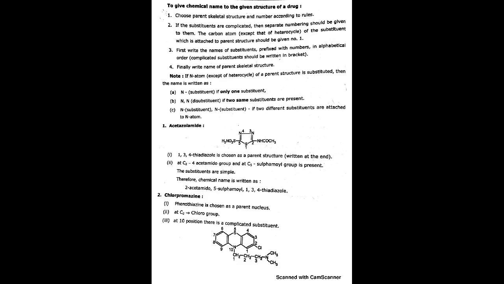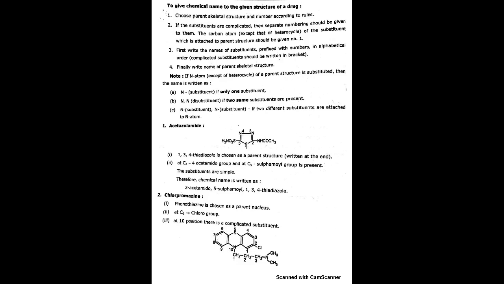In this, phenothiazine is chosen as the parent nucleus. The numbering starts from the extreme right: first, second, third, fourth, and the sulfur receives the fifth, and the nitrogen receives the 10th position. At second carbon, we have a chloro group, the halogen, and at the 10th position, there is a complicated substituent.